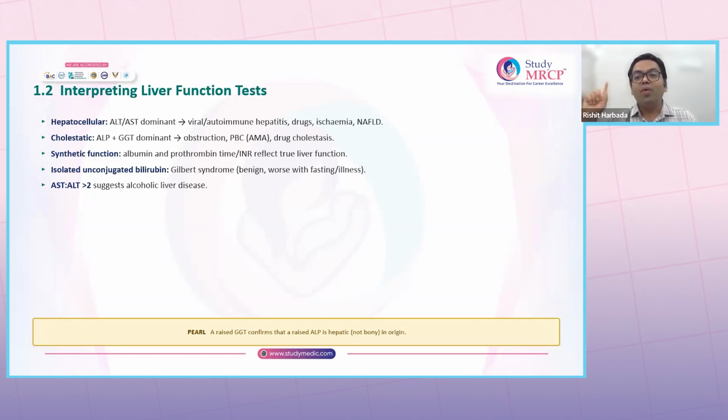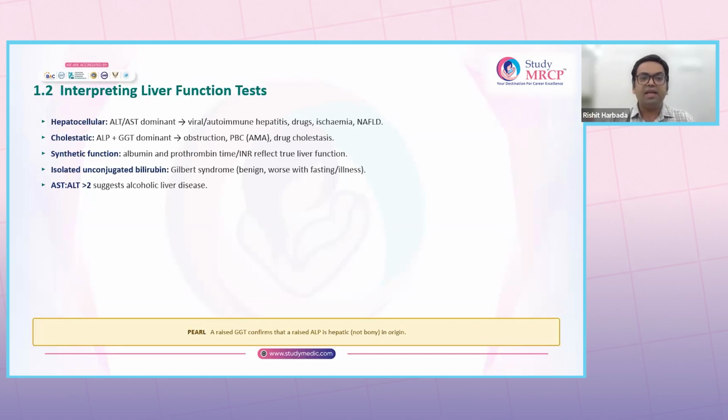Okay. If only ALP is elevated, but GGTP is normal, think in terms of bone disease. As I said, the GGTP is much more specific for liver patients, whereas ALP is not very specific. It can be elevated in bone disease, and it can come from the placenta or the bones.